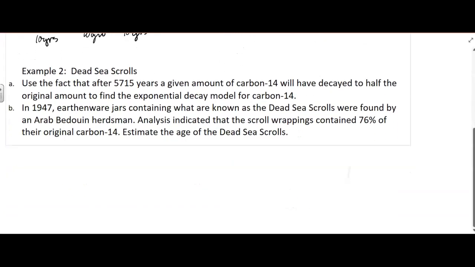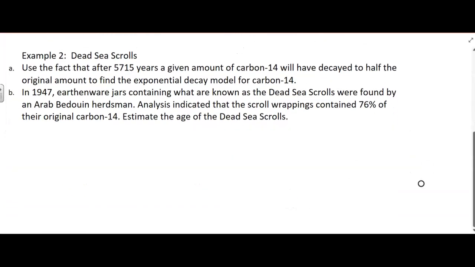All right. So the Dead Sea Scrolls. It says use the fact that after 5,715 years, a given amount of carbon 14 will have decayed to half the original amount to find the exponential decay model for carbon 14. Okay, so this is the half-life. It's 5,715 years. So say you have 10 grams of some carbon 14, then after 5,715 years, you're only going to have 5 grams of it. So it's going to be cut in half.